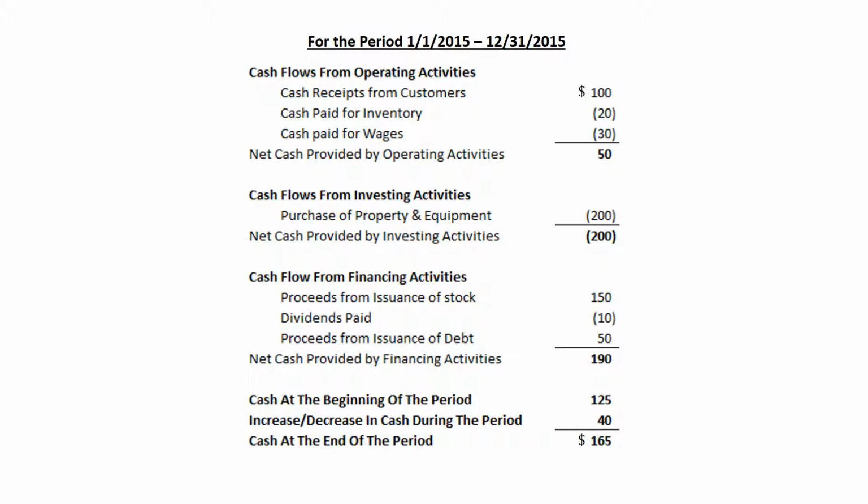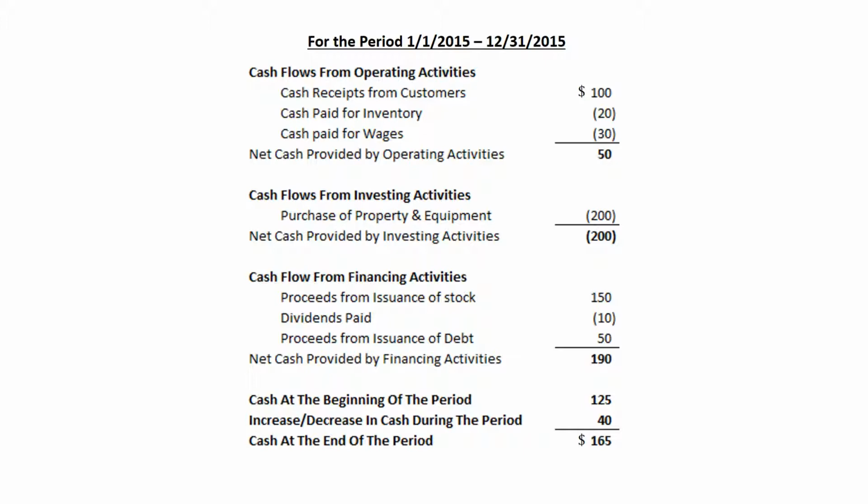Now let's look at the cash flow from operating activity section. This is going to be related to the cash generated from the company's core business. Some possible line items that you might see here are cash receipts from customers, cash paid for inventory, and cash paid for wages or employee expenses. In this case, in our cash flow, this is going to give us a net cash provided by operating activities amount of $50.